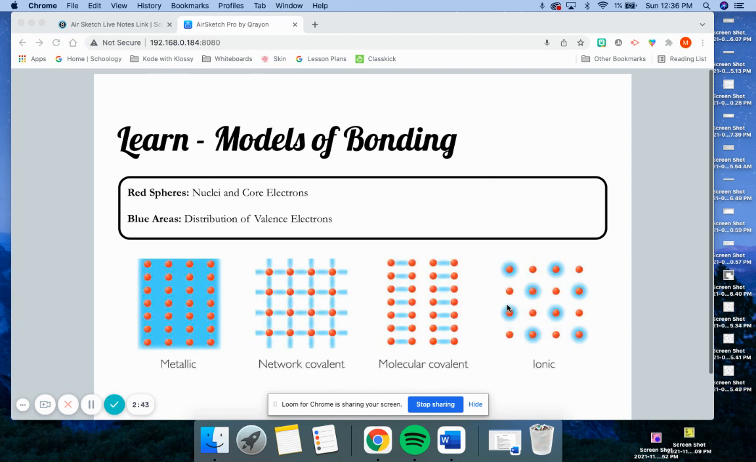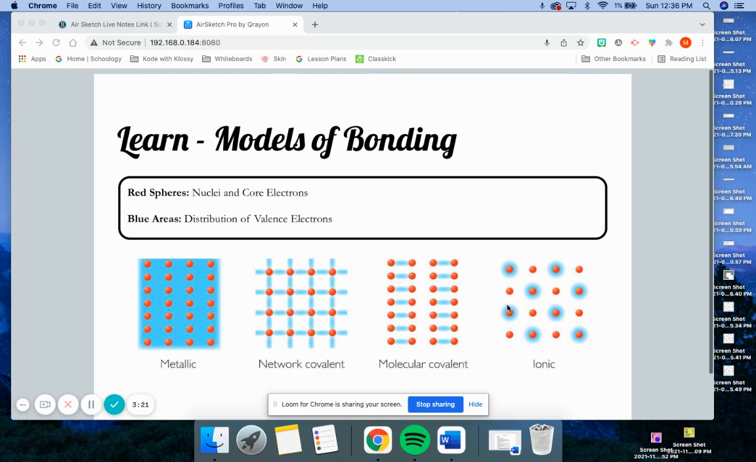The 4 different types of bonding that we first learned about yesterday and will continue learning about in more detail today are metallic bonding, network covalent bonding, molecular covalent bonding, and ionic bonding. As we go through these slides, we're going to see each of these models for each of the different types of bonding. And so I just want to make sure everyone knows what the different parts of these models are representing. So the red spheres on each of these models represent the nuclei and core electrons of atoms that are involved in this bonding network. And the blue areas represent the distribution of valence electrons.